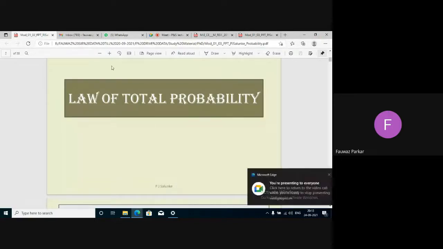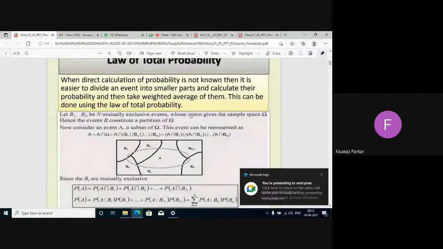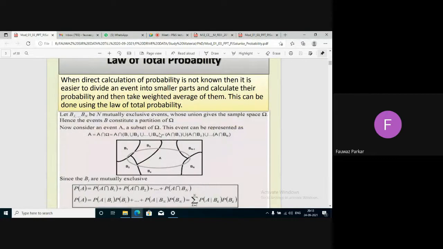Fine. So in total probability, we will divide it into smaller parts and then take the weighted average.